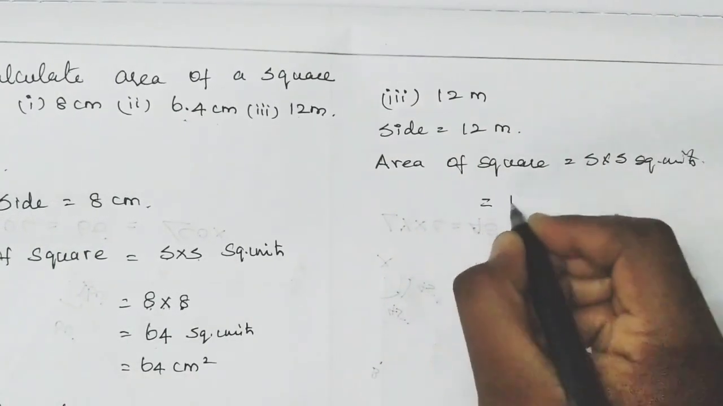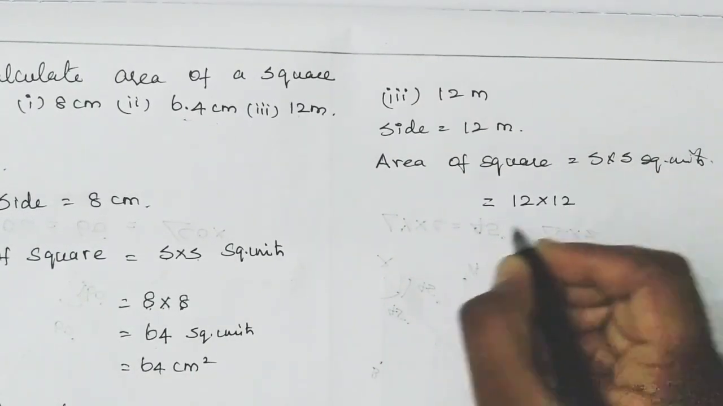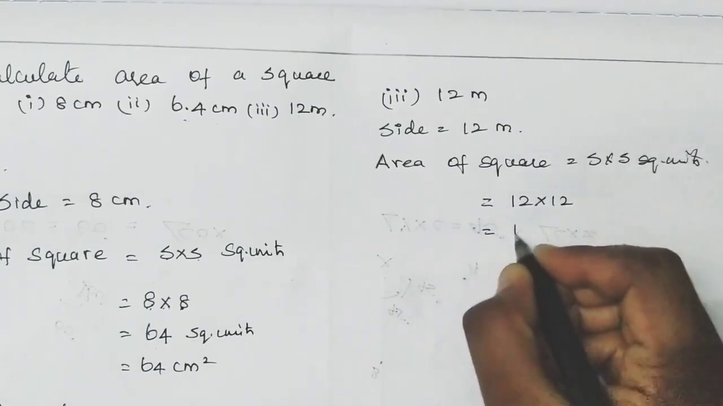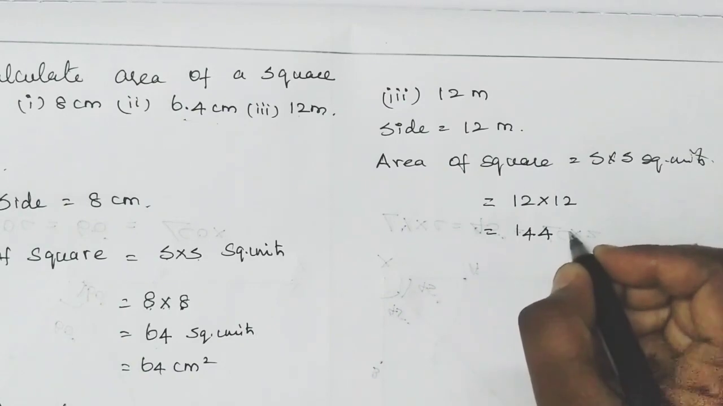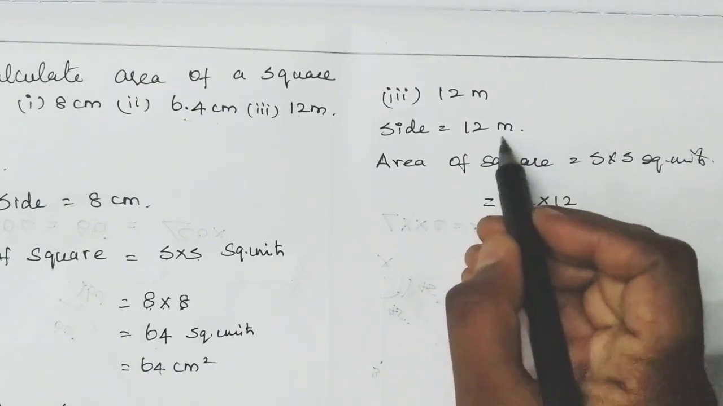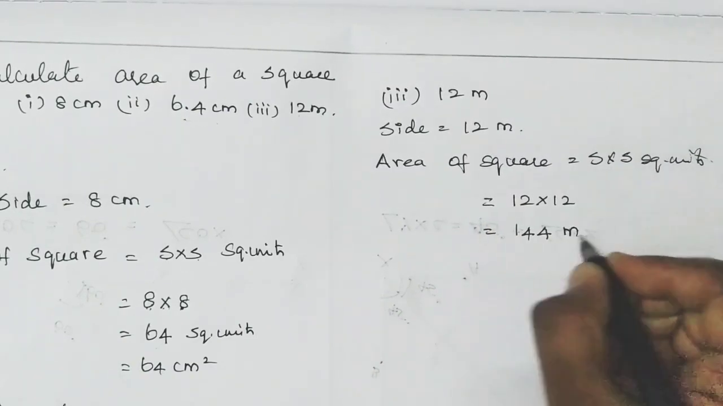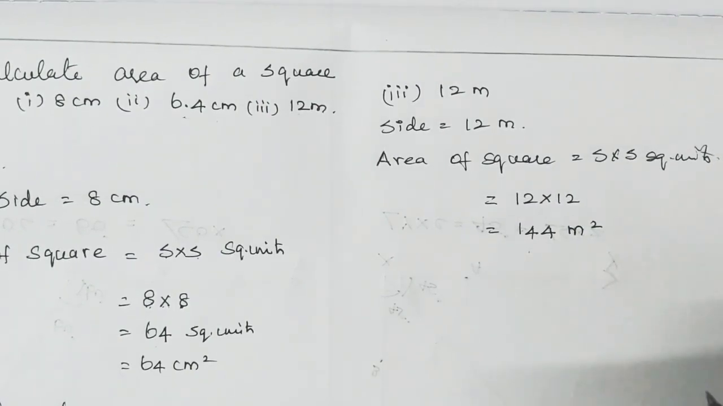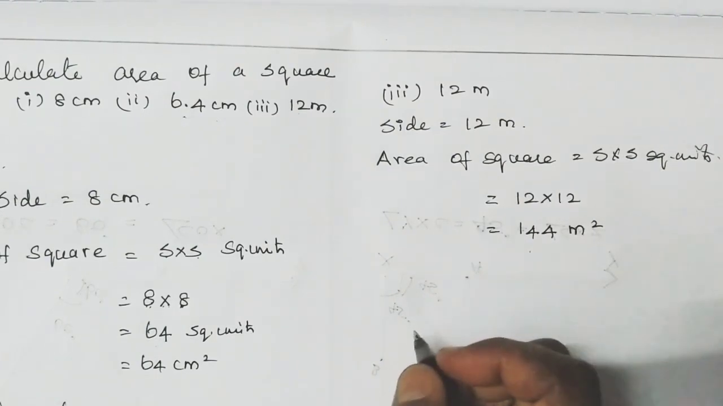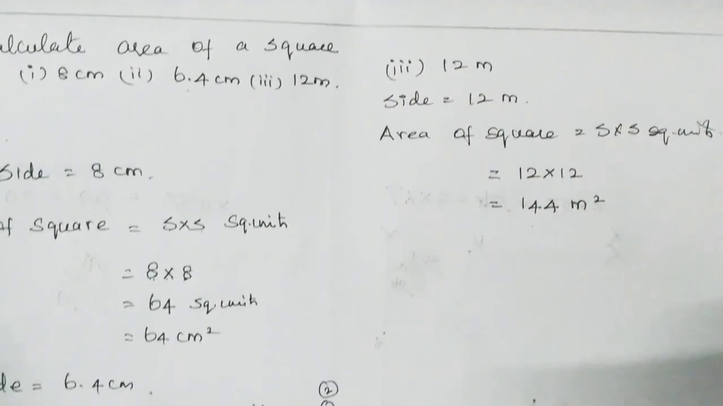That is 12 into 12. 12 12s are 144. So it is 144. What is the unit? Meter. So here it is meter squared. 144 meter squared. Very easy, no, to calculate area of a square. Then we'll see how to calculate perimeter of a square.